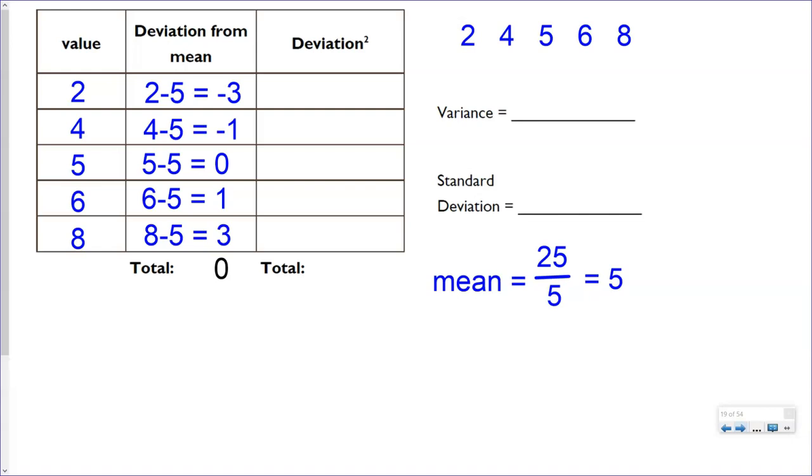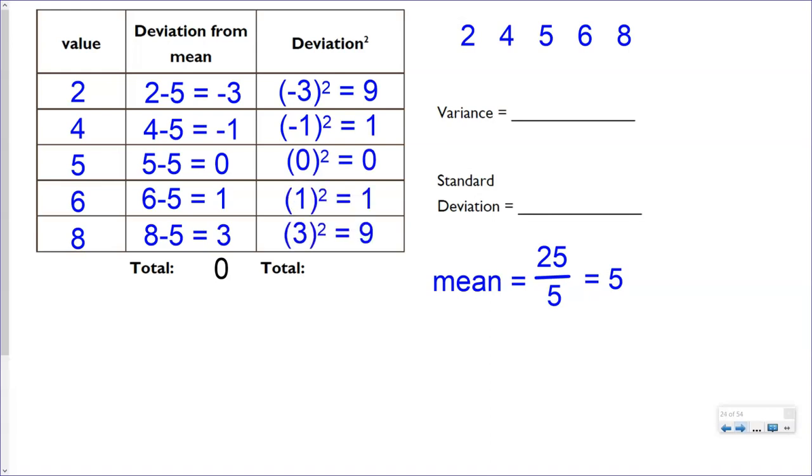The next thing we need to do is square each of the deviations. -3 squared is -3 times -3, which is 9. -1 squared is 1. 0 squared is 0. 1 squared is 1. And 3 squared is 9. Now we're ready to find the variance.